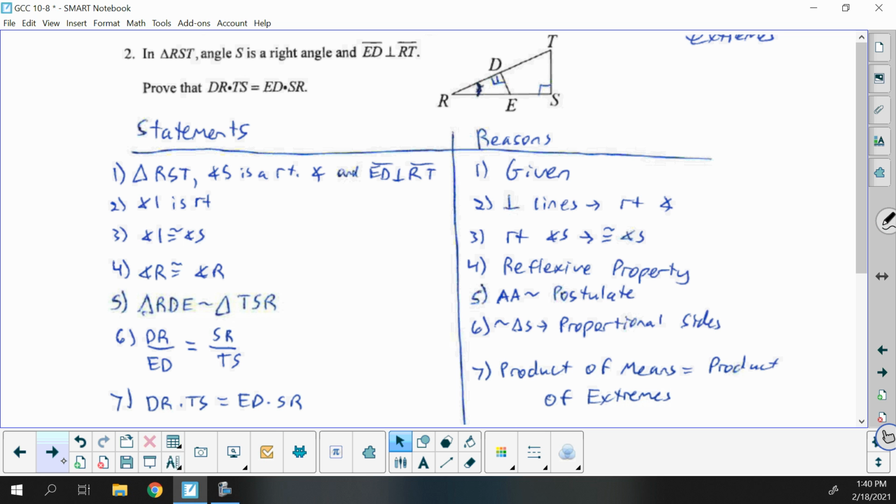In 2, we've only got 2 triangles there. They told us S was a right angle in the given, and then we had perpendicular lines implies right angles implies congruent angles to get the one that I labeled 1 congruent to S. Then they are sharing angle R, so you can do reflexive property. That gives you your angle similarity postulate. I called the first one RDE.